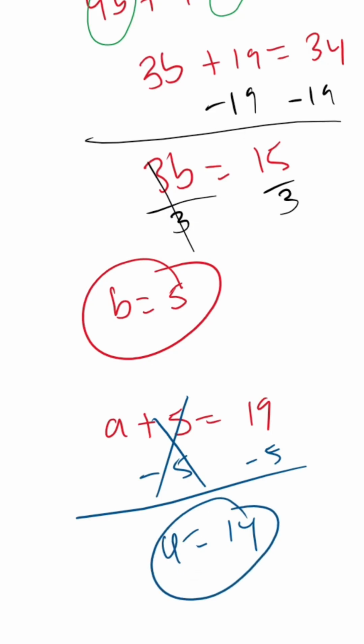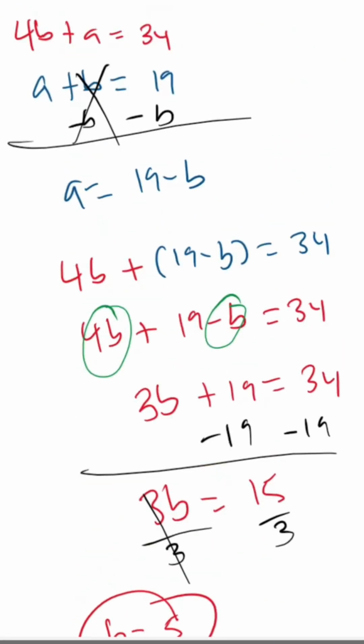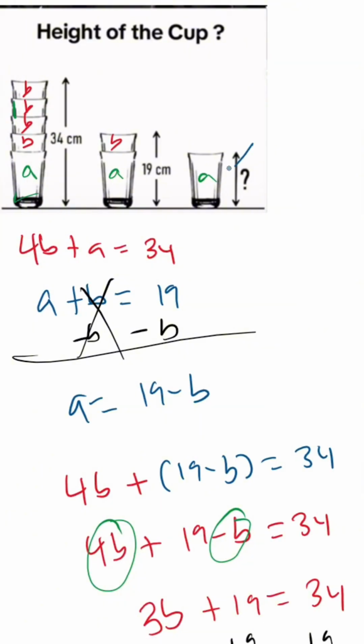So let me give you a proper A. A is equal to 14. In other words, the height of the cup is going to be 14 centimeters. And that's how you do a problem like this.